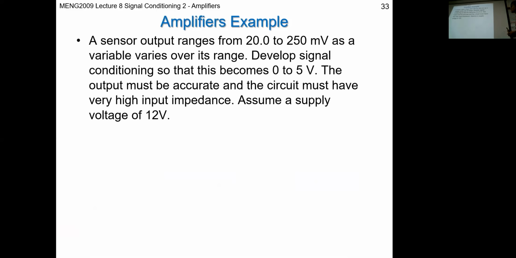A sensor output ranges from 20 to 250 millivolts as a variable over its range. We want signal conditioning, so this becomes 0 to 5 volts. Very realistic problem, this one. The output must be accurate, and the circuit must have very high input impedance. Why? To keep the heat dissipation in the sensor low. Keep the current on the sensor side low. Assume a supply voltage of 12 volts. So what we're going to start with is defining a relationship between our input and our output, right?